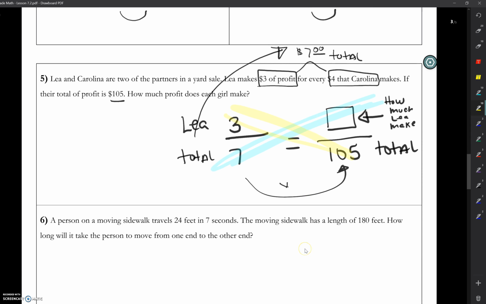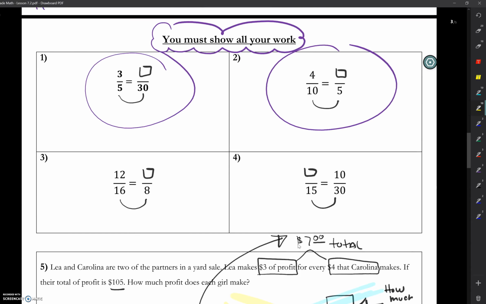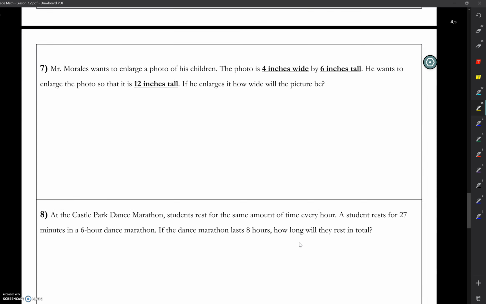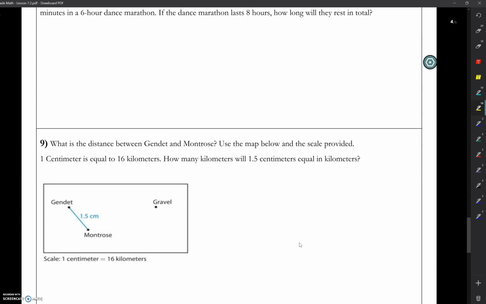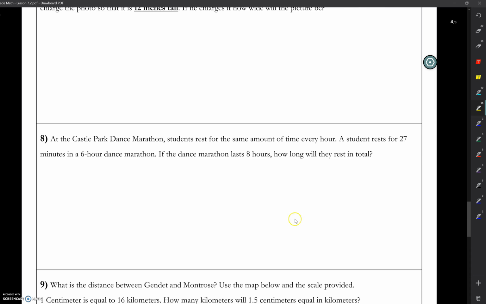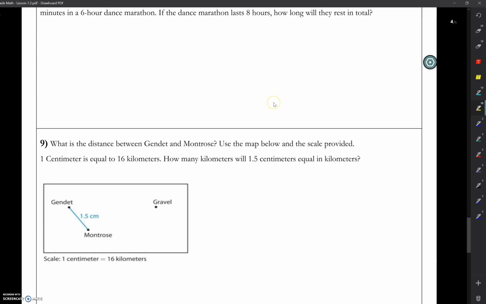I want you to try doing these problems. I want you to do 1, 2, 3, and 4. I want you to do 5, 6, 7, 8, and 9. And then you could stop at the independent practices. You could continue the independent practice if you got these. But once you get to 9, come to Mr. Morales. I'm going to check your answers. And then I'll say go ahead and move on to independent practice or hold off.